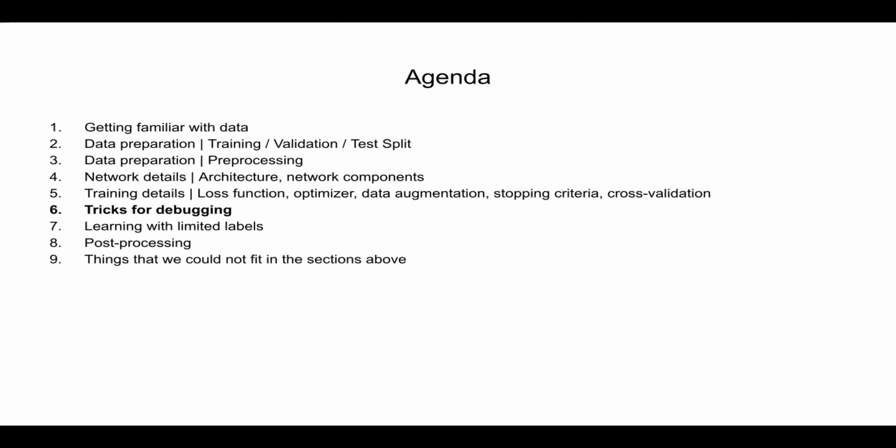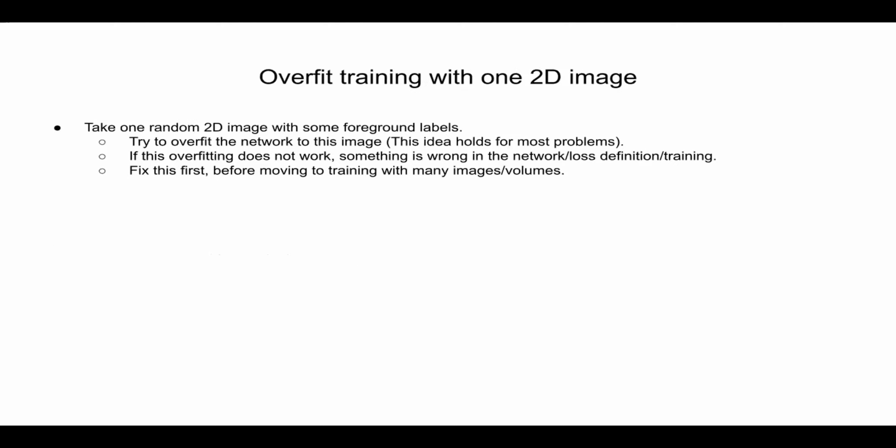And coming to the tricks, some tricks for debugging. Whenever I write any network architecture, what I try to do is take one random 2D image with some foreground labels and try to overfit the network to just this image. I think this also works across many other problems. If this overfitting does not work, something is really wrong with the network or some definitions like the loss, the training, or the optimizer. I think the idea would be to first fix this before you move to training with many volumes and different batch sizes and trying to figure out all the different hyperparameters.